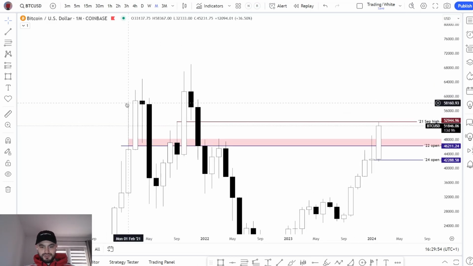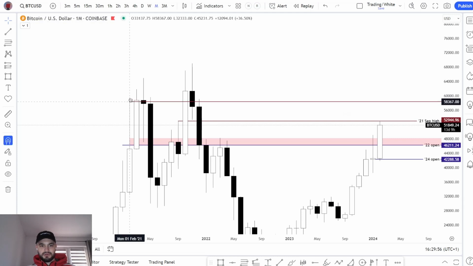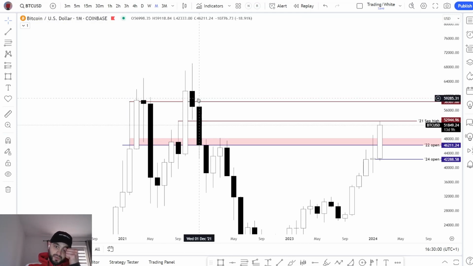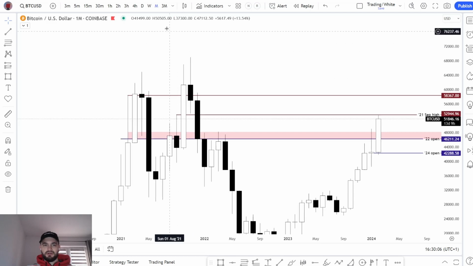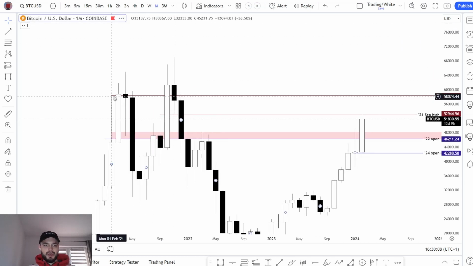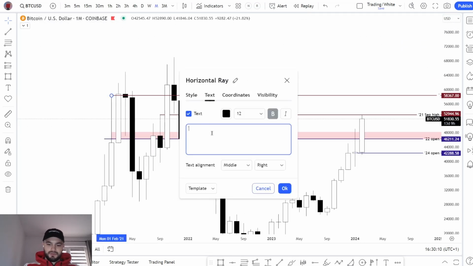Something that could also be relevant is this whole zone, right around here. Closes above, wicks above, closes above. No substantial price action happened here on the monthly at least. So we'll call this the 21 February high.